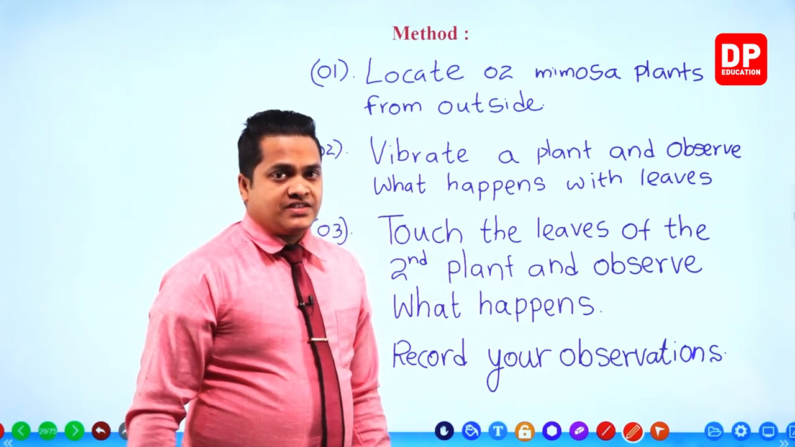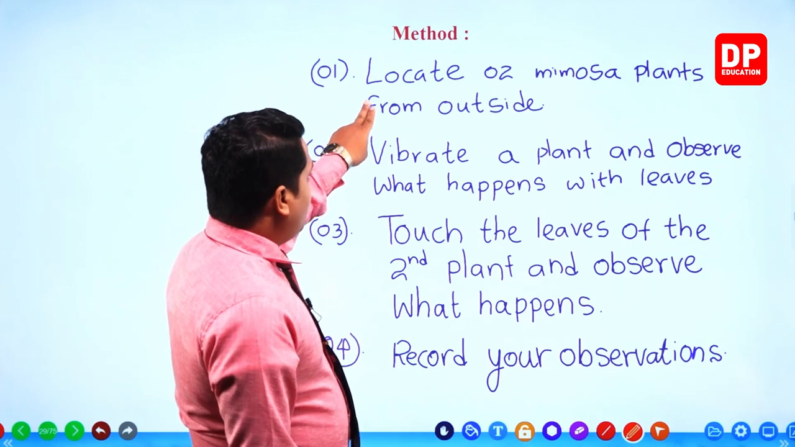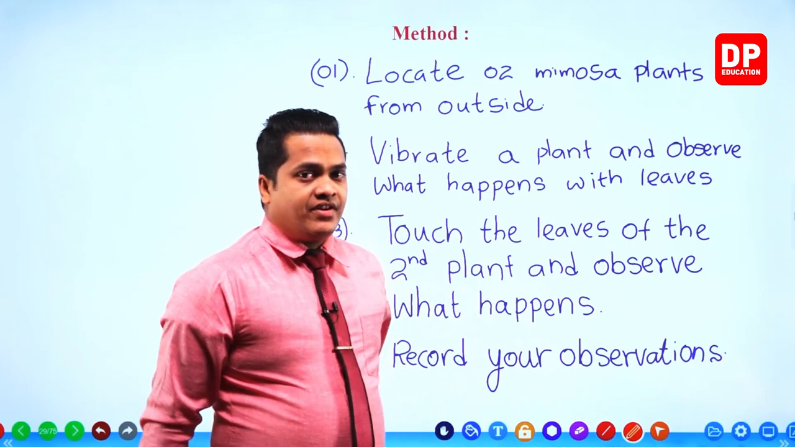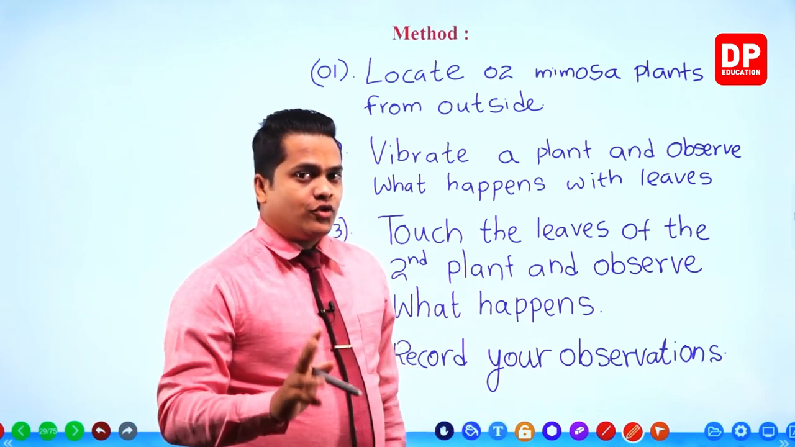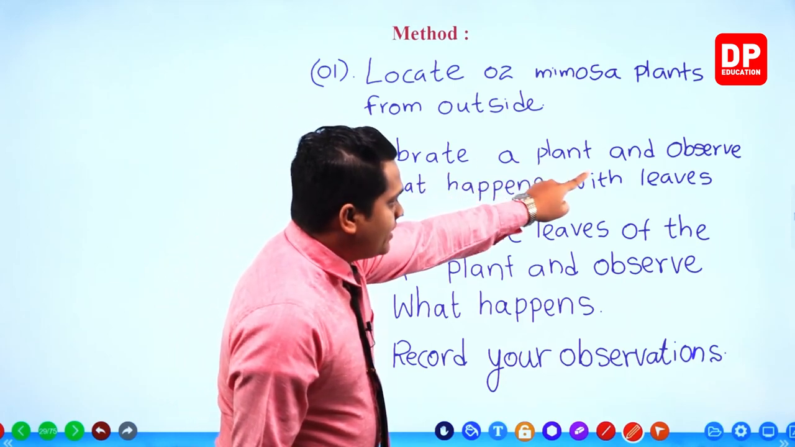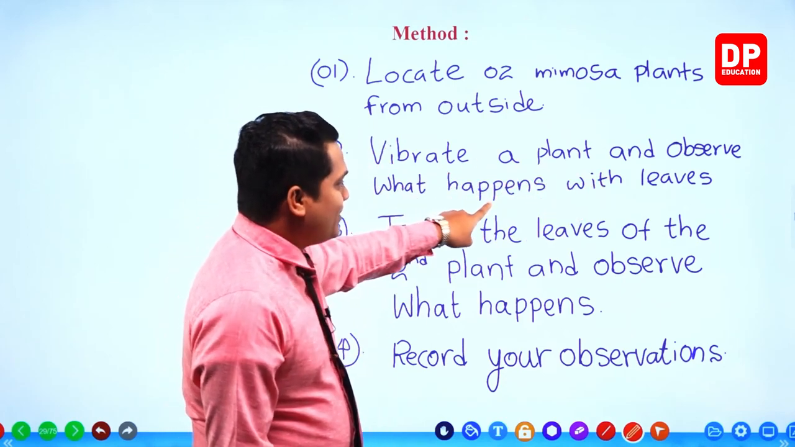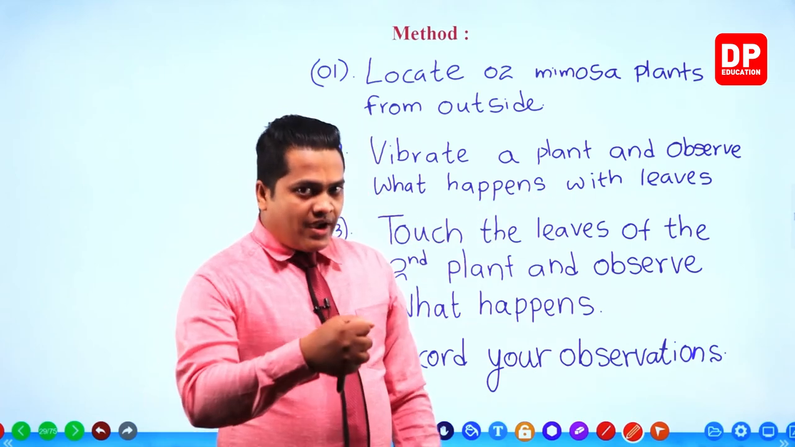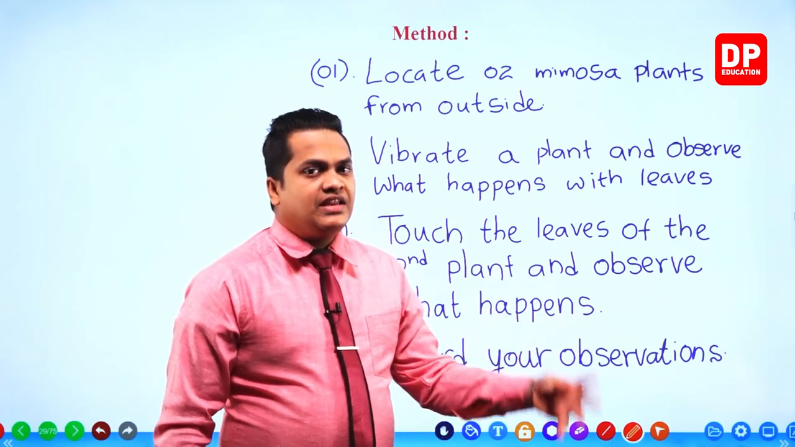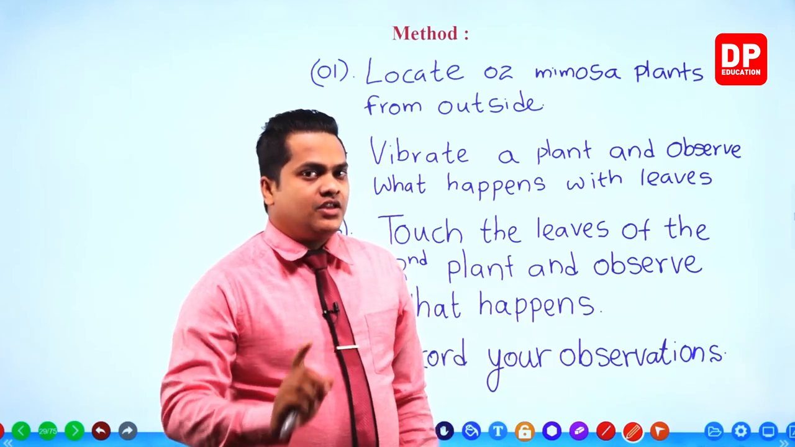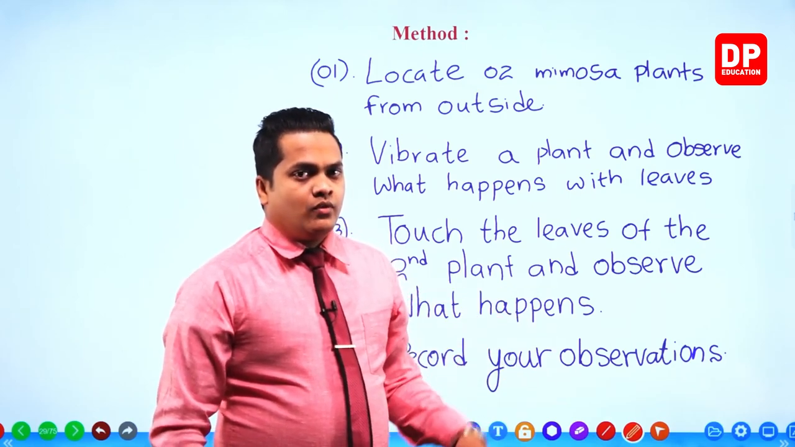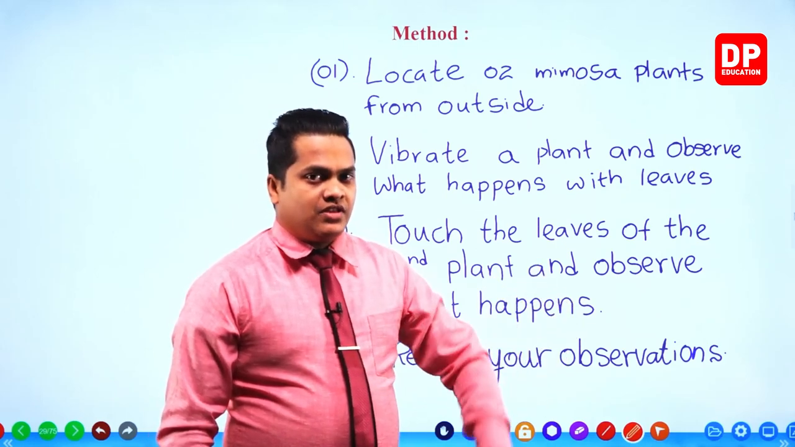So once again, what do you have to do, my dear children? You have to locate two different mimosa plants from outside, from your external environment. Then vibrate a plant and observe what happens with the leaves. You have to vibrate one certain plant and observe what happens with the leaves. That's the first thing to do. Vibrate a plant and observe what kind of changes happen within the leaves.